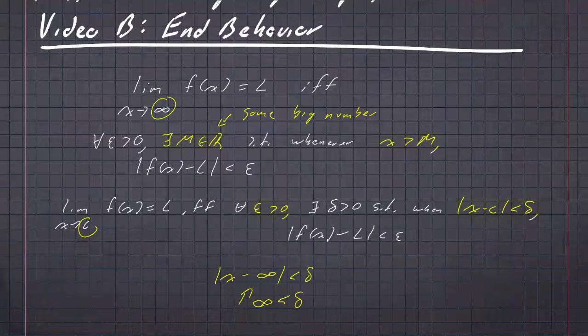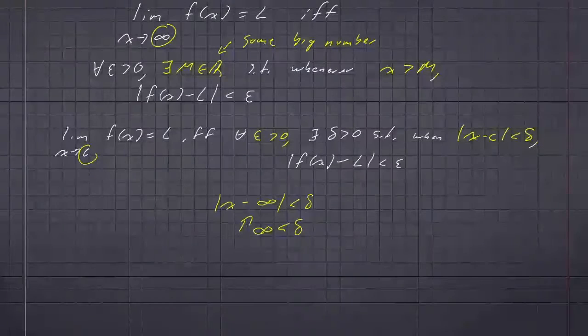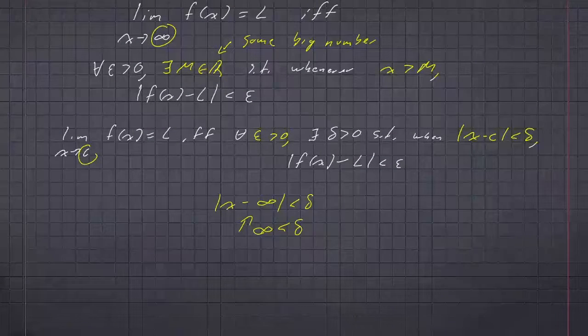So when we're looking at this m in the real numbers, think about that as some large number, like 10 million, 100 trillion, something ludicrously large, 10 to the 256. And whenever x is bigger than this ridiculously large number, we have our end behavior happening.